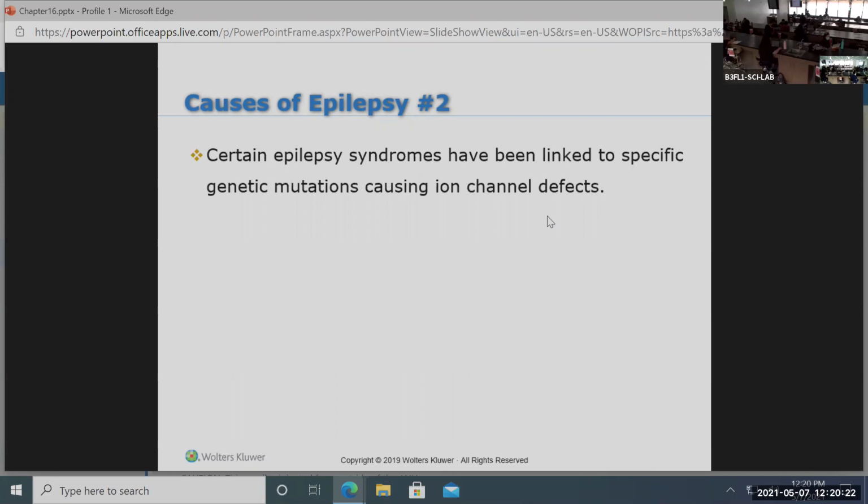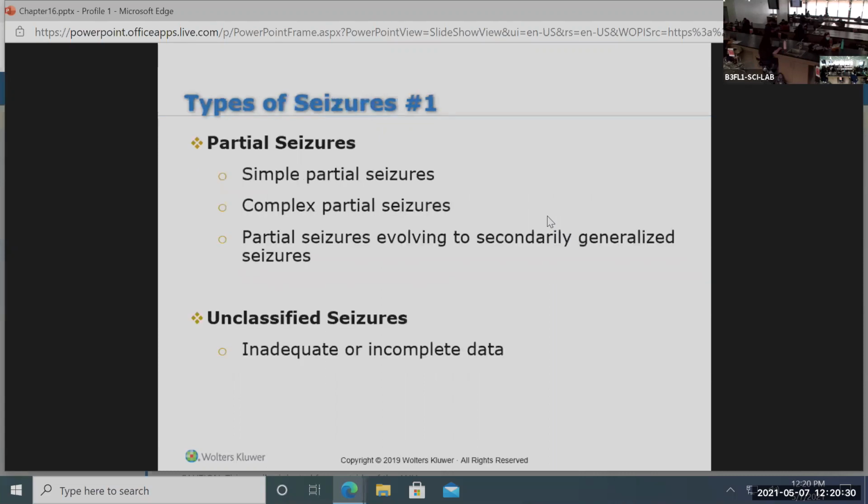Sometimes it runs in the family, a genetic mutation causing an ion channel defect. We do have seizures classified in the textbook also, please.